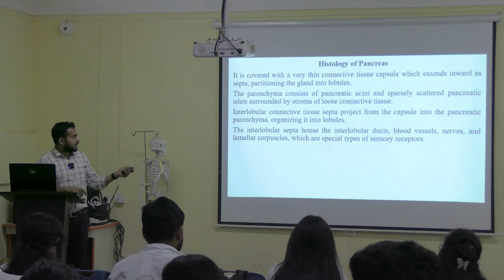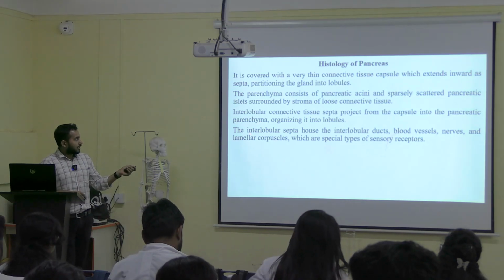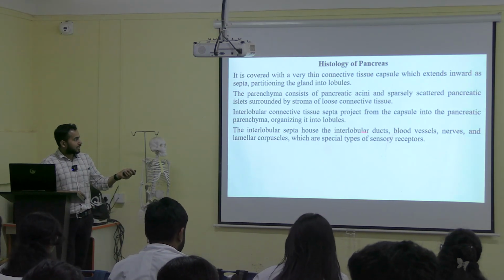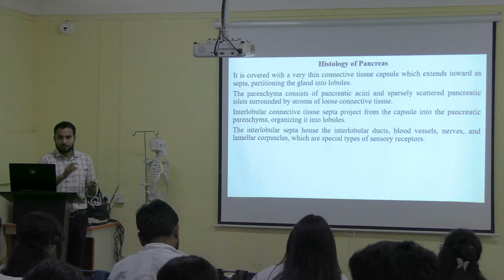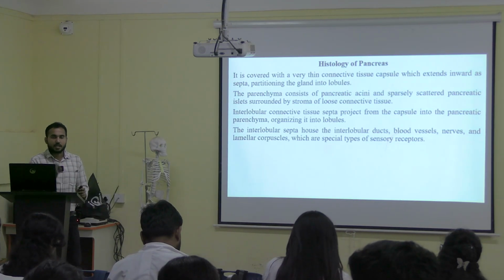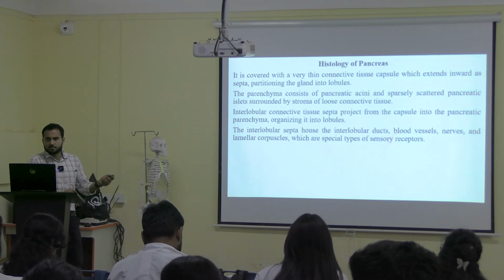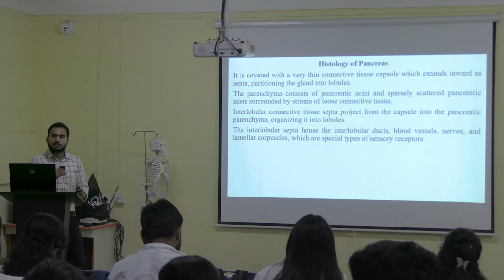As you can see, interlobular connective tissue septa project from the capsule into the pancreatic parenchyma, organizing it into lobules. In this septa the ducts are present. The septa contain blood vessels, lymphatics and nerves, and along with that the ducts are also present. Different types of ducts are there, and those ducts are also important.